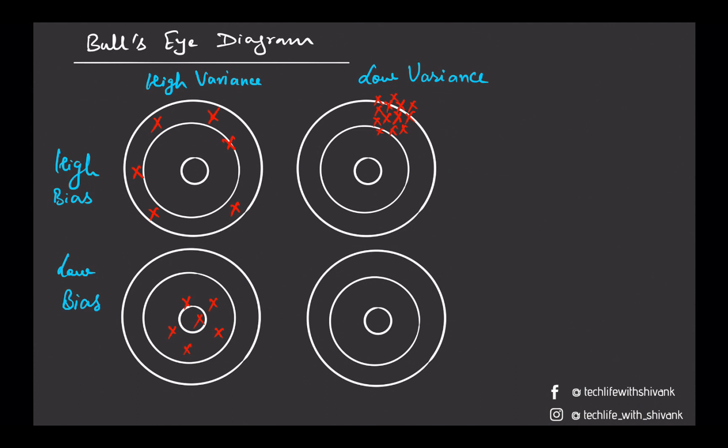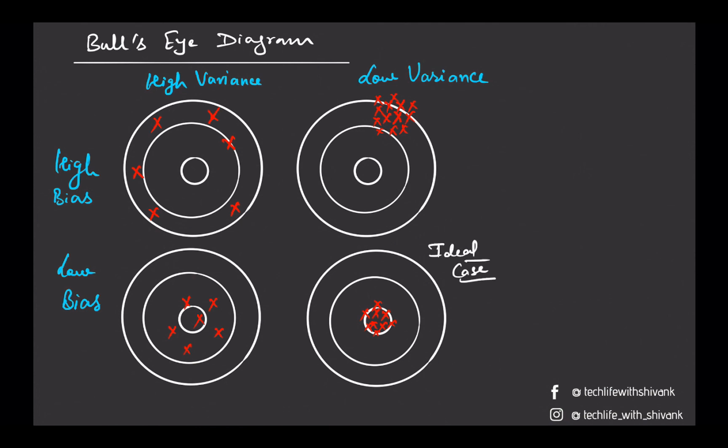And what we aim for is a model which has both low bias and low variance. So basically a model which is close to the target and is very consistent. It's not scattered here and there. So this is what we actually want, and this is the ideal case.